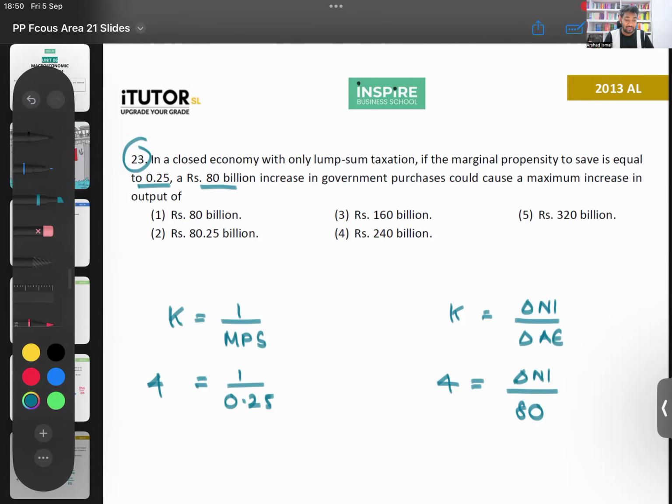If you increase government spending by 80, the multiplier is 4 now. It will multiply by 4 times. My national income will increase by 320. They're asking the maximum increase in output, so the maximum increase in output is 320. If you divide 80 by 0.25, you also get this. That could be a shortcut, but I won't recommend it. Go with the proper logical story. Okay. Then going into the next part.